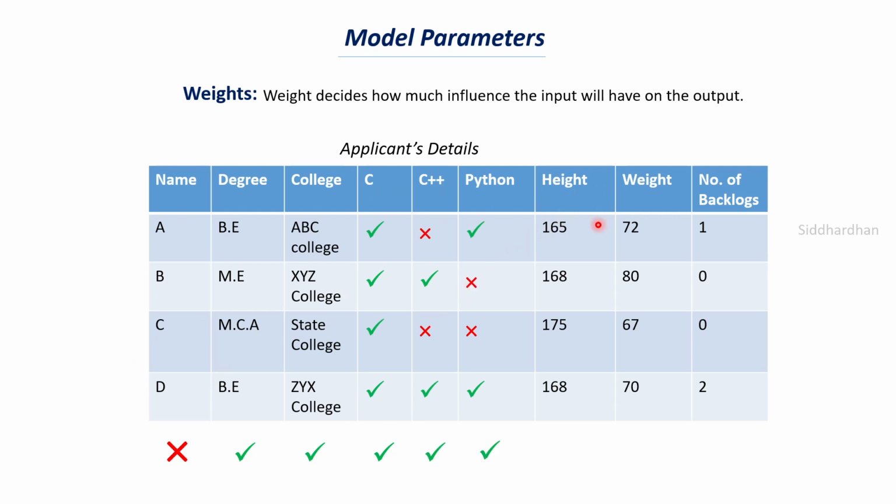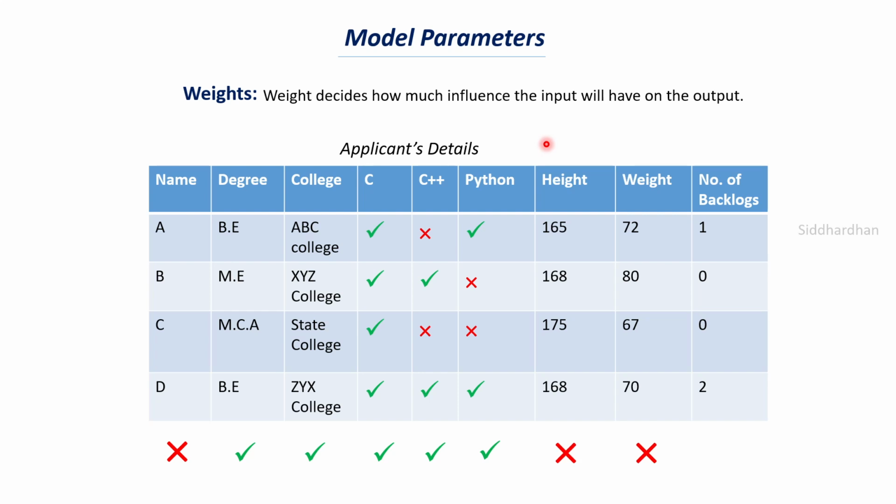Now we have the height and weight columns. We can confidently say that the height and the weight of a person don't influence whether they are going to get the job, right? So it is not relevant to that particular use case. The height and weight of a person do not influence whether a person will get a software engineering job or not. So these two columns are not required.